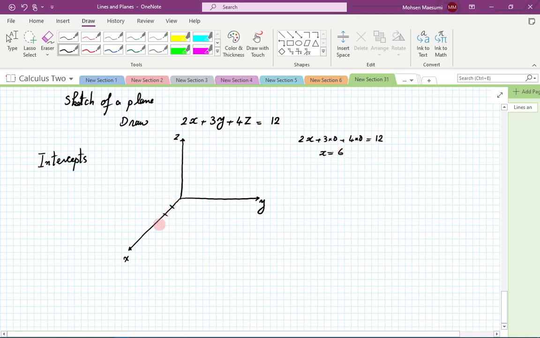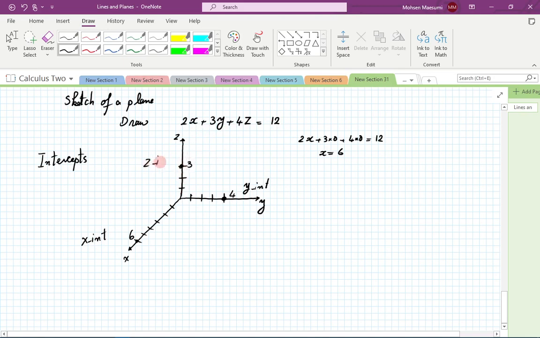So I say 1, 2, 3, 4, 5, 6. So I choose my units and then go accordingly. So that's the x-intercept. Same idea with the y-intercept. The y-intercept, who's going to be 0? Of course, x and z are going to be 0, and my y turns out to be 4. So it's 1, 2, 3, 4. So that is my y-intercept. Same story for the z-intercept: x and y are 0, z has to be 3. 1, 2, 3. This is 3.